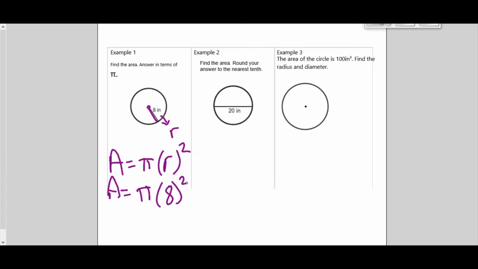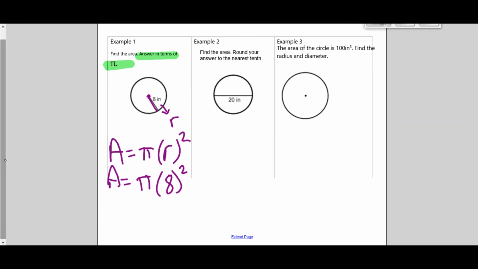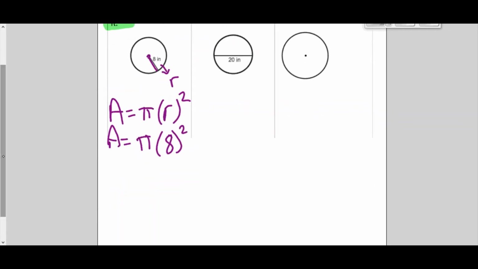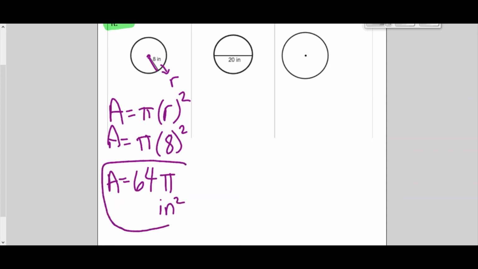And they wanted us to leave the answer in terms of pi. So it said answer in terms of pi. So we're going to leave pi. We're not going to plug it into the calculator. So our answer here then is area equals 8 squared is 64. So this is 64 pi, and then remember, it's area, so you need units. So this is 64 pi inches squared. So that's the area of that circle.